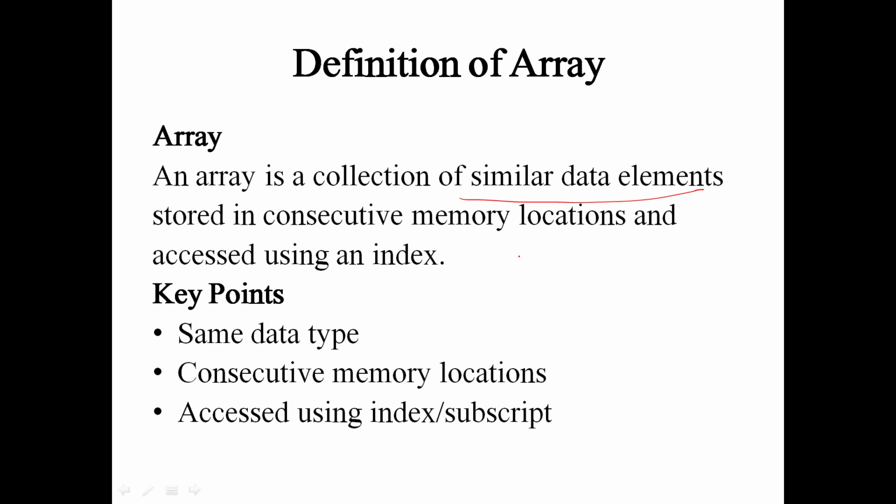Okay, so 10, 20, 30, 40. As all are integers, I can store all these elements into an array. Similarly, A, B, C, as all are characters, I can store them into an array. If I take 10, character A, and a double value 4.5, I cannot store different data types into an array.